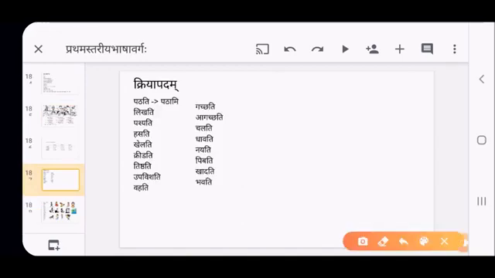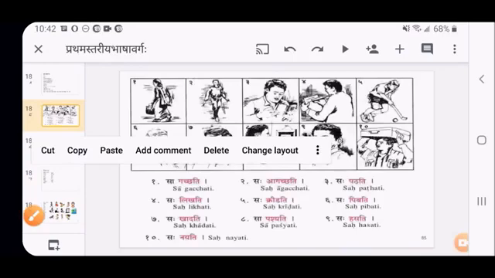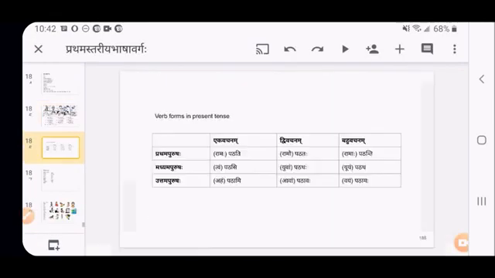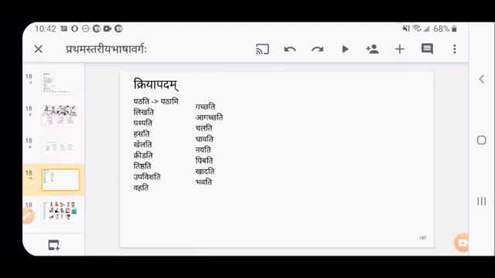What is the meaning of upavishati? Upavishati is sitting. Is it here? Upavishati, is it here? Yeah, here. I will say that. Okay.